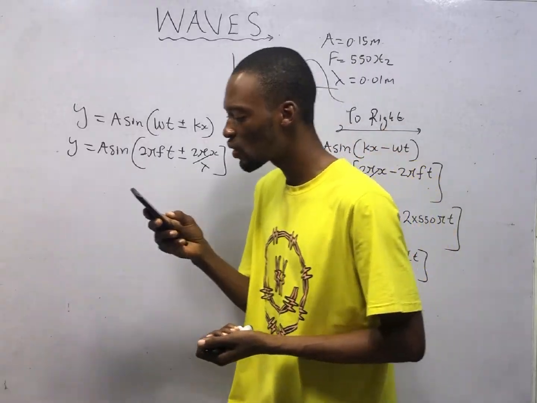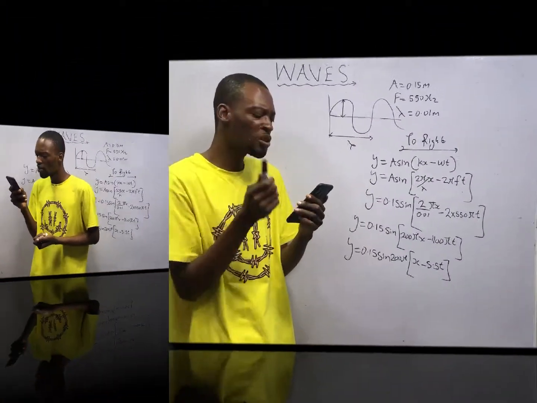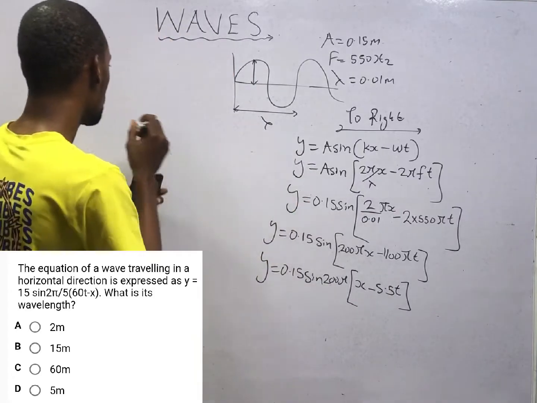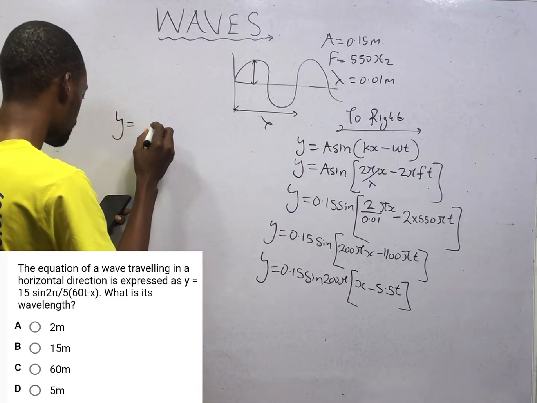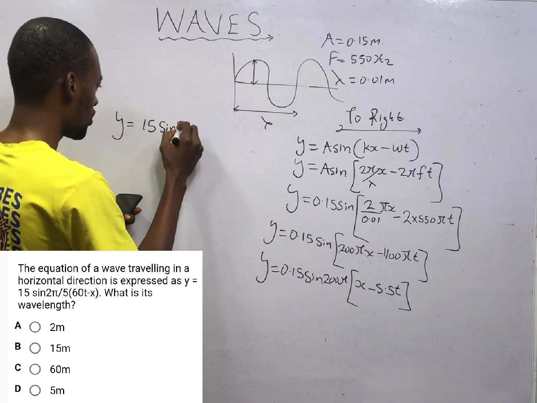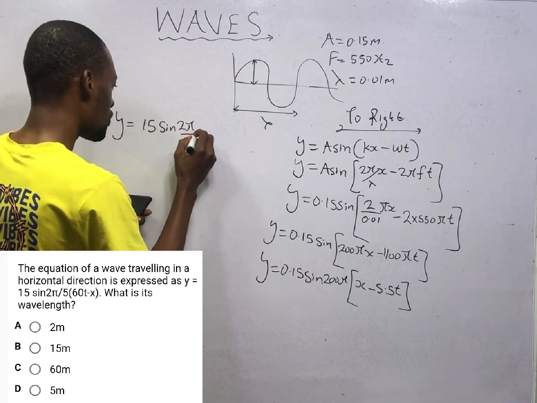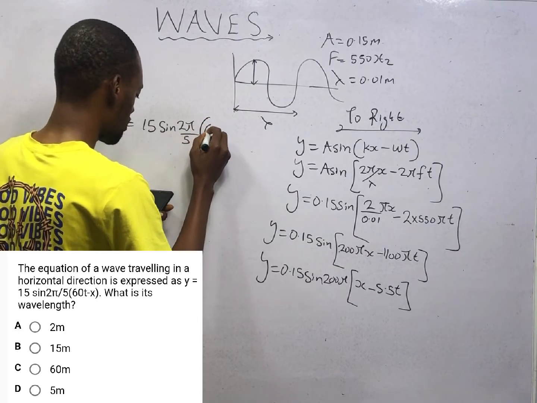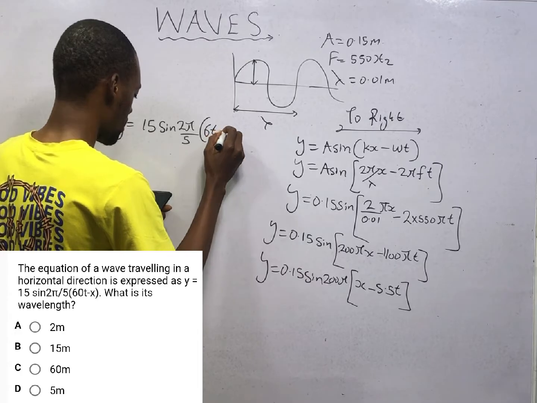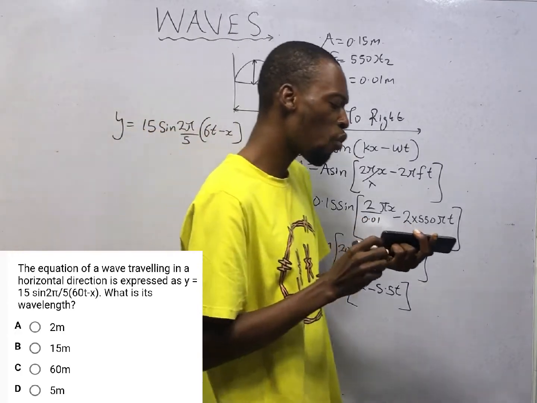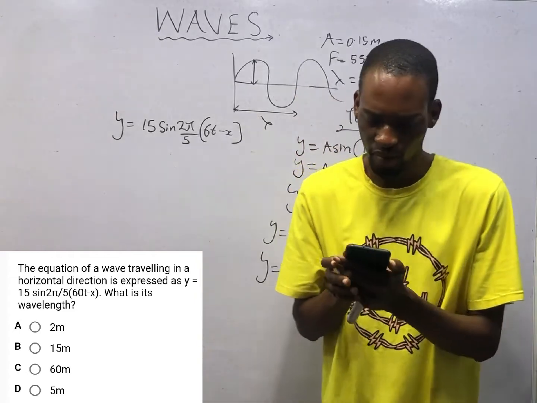This takes us to the next question. The equation of a wave traveling in the horizontal direction is expressed as y equals 15 sine 2 pi over 5 times (6t minus s). What is the question? The question says, what is the wavelength?